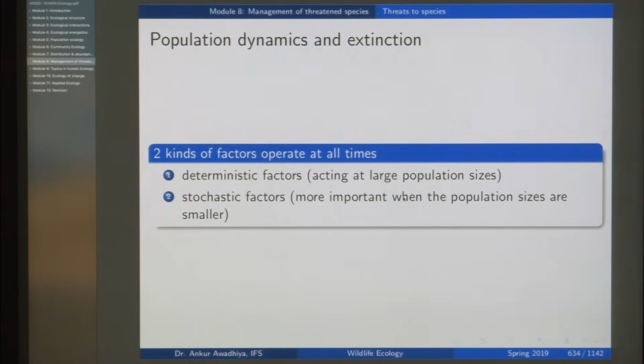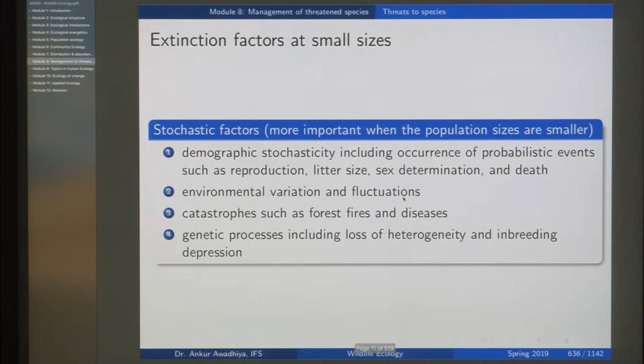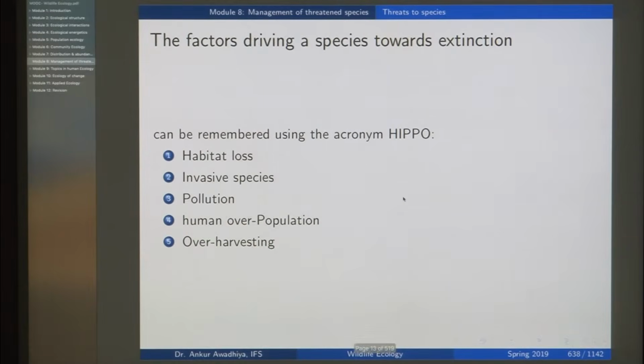Then we looked at two kinds of factors: deterministic factors, which act at large population sizes, and stochastic factors, which act at small population sizes. Deterministic factors are birth rate, death rate and the population structure, and stochastic factors include demographic stochasticity, environmental variations, catastrophes and genetic processes such as loss of heterozygosity and inbreeding depression, and we discussed all of these, and these are very important in stochastic factors. We also have deterministic processes such as density dependent mortality and migrations.